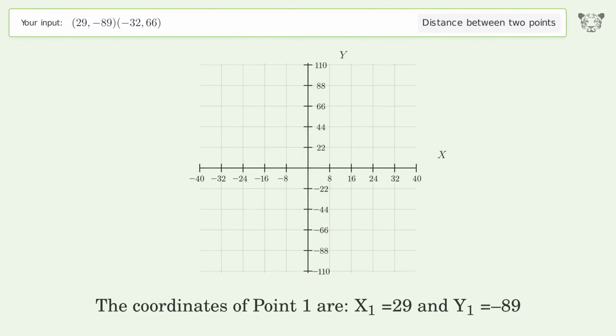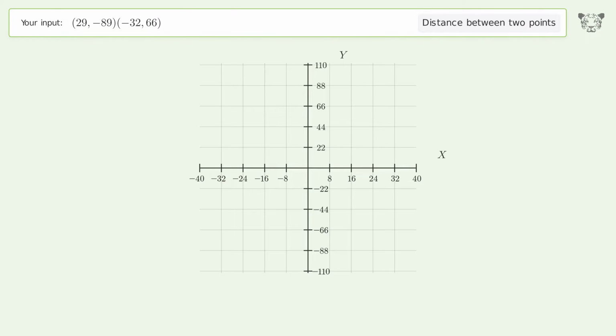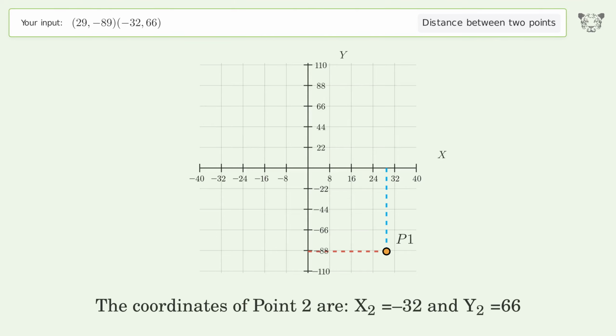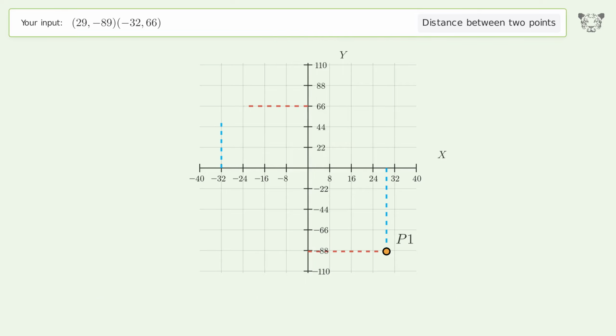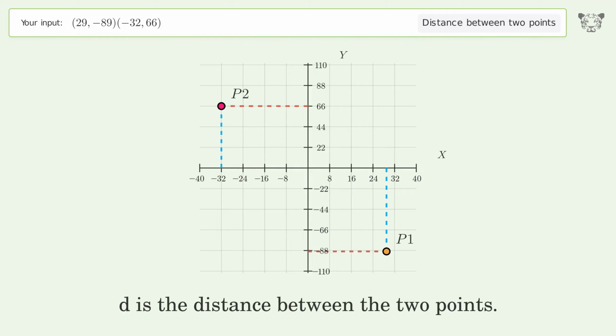The coordinates of point 1 are x1 equals 29 and y1 equals negative 89. The coordinates of point 2 are x2 equals negative 32 and y2 equals 66. D is the distance between the 2 points.